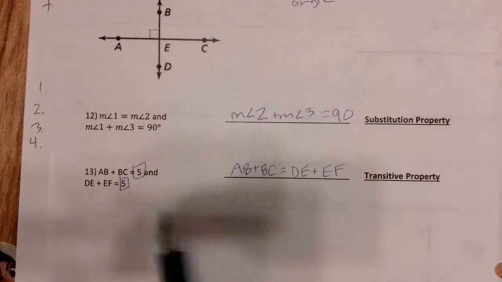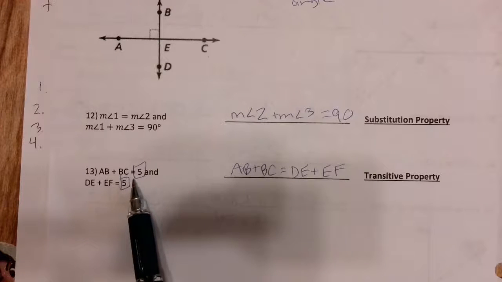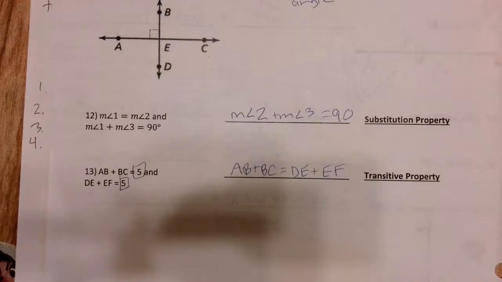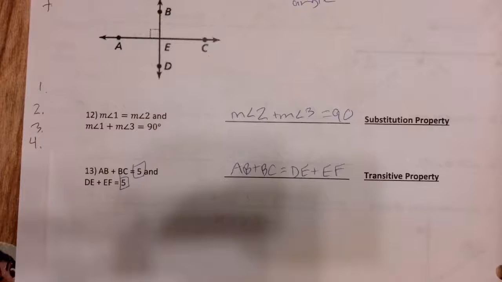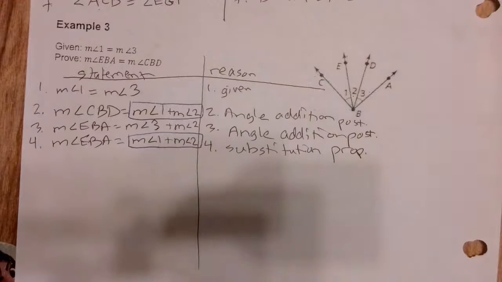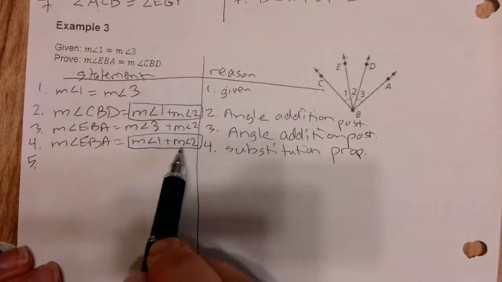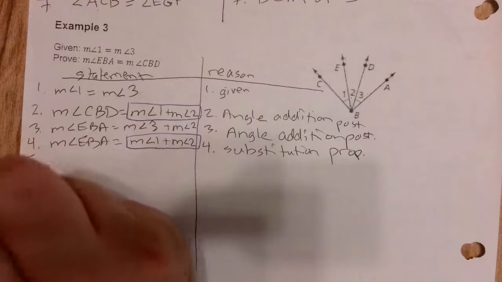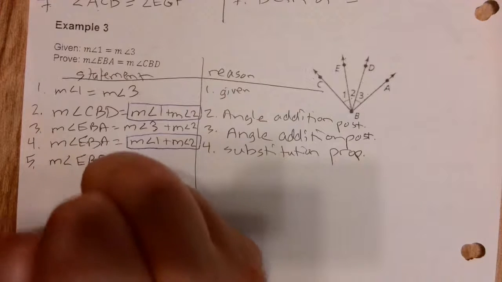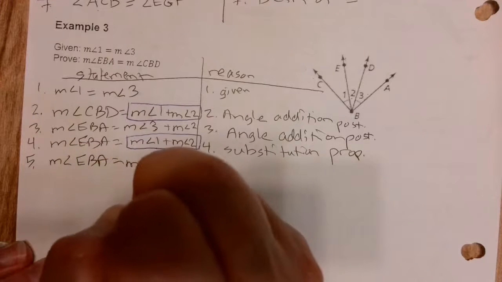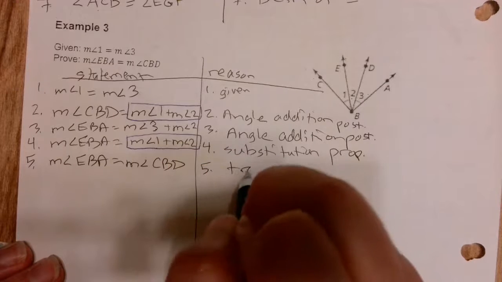Transitive property. If you have two things that are equal to the same thing, you can basically get rid of the repeated part and make the stuff equal. Get rid of the middle part. So here, because they're both equal to measure of angle 1 plus measure of angle 2, we can actually make the measure of angle EBA equal to the measure of angle CBD by the transitive property.